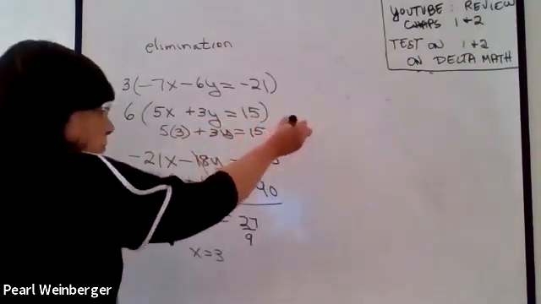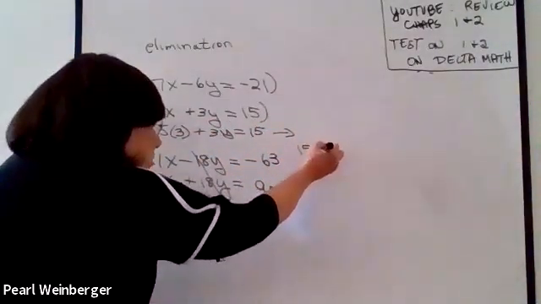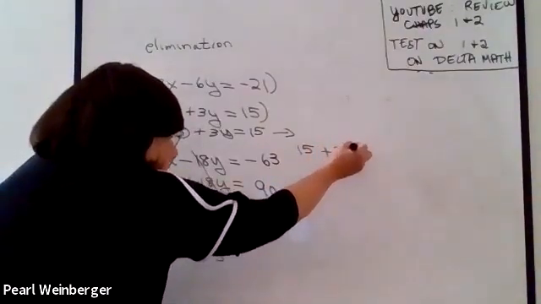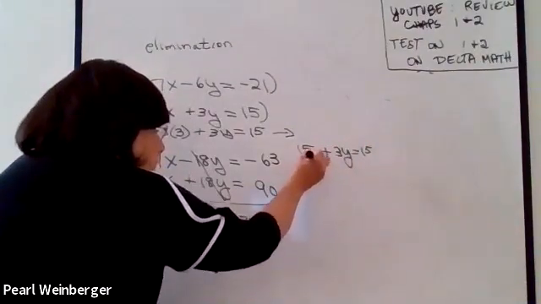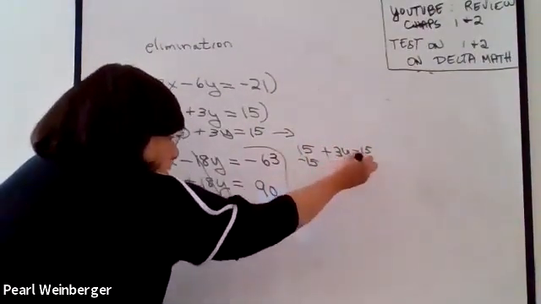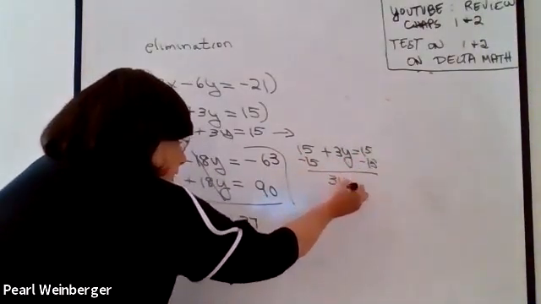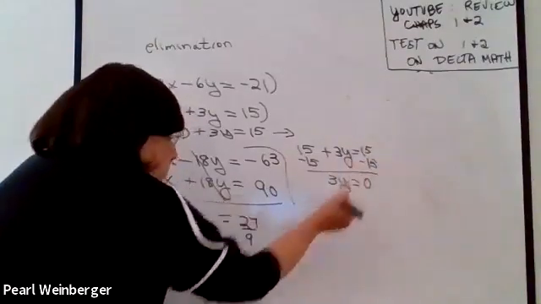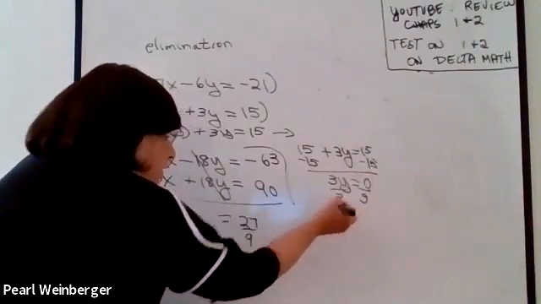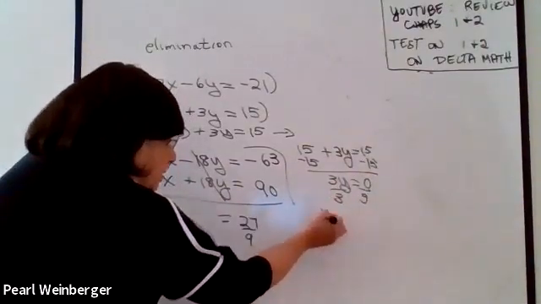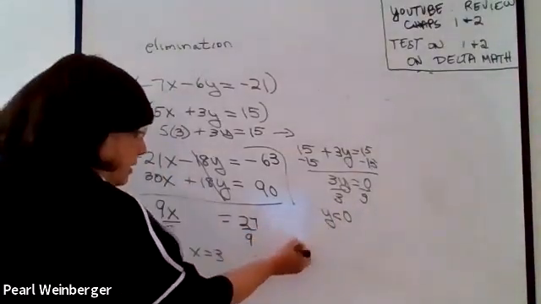So this is going over here. 15 plus 3y equals 15. I'll subtract the 15 from both sides, which will give me 3y equaling 15 minus 15, which is 0. And when I divide by 3, 0 divided by 3, 0 divided by anything is 0. So it turns out my x is 3 and my y is 0.